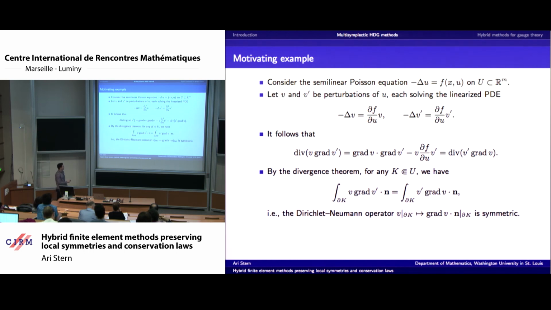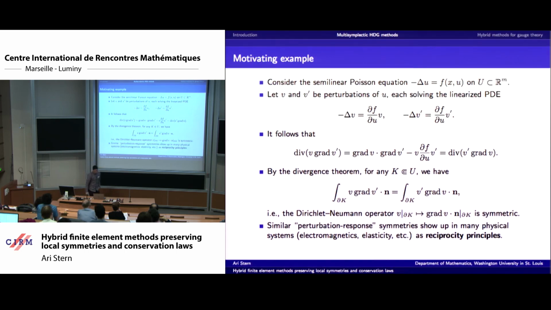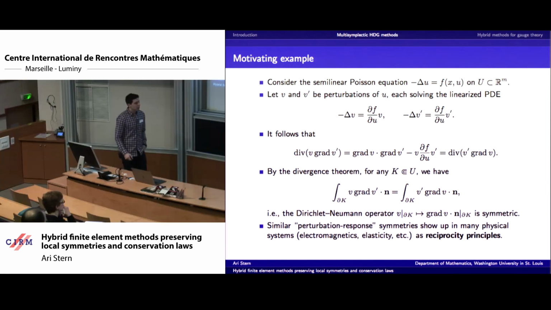And what does this say? This tells me that the Dirichlet-Neumann operator, which takes the boundary values to the boundary flux, is actually a symmetric operator on the boundary. That's precisely what this means. And this is actually an important instance of a general phenomenon. If I perturb the Dirichlet values of a solution, it tells me how the solution responds by changing the Neumann values, and vice versa.